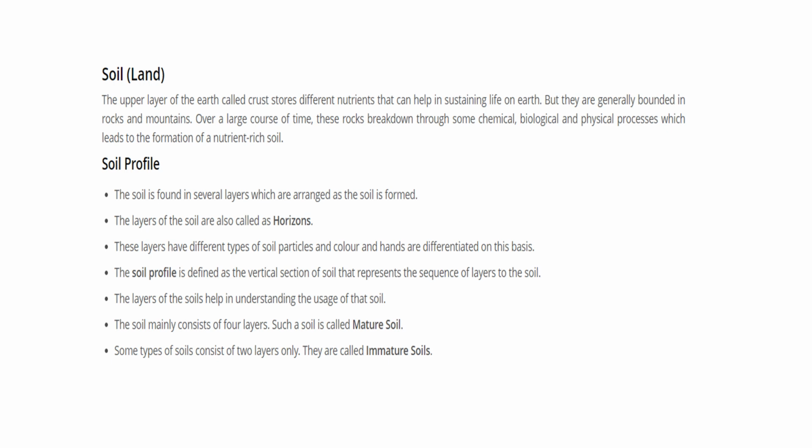So next, what is the soil profile? The soil profile is defined as the vertical section of the soil that represents the sequence of layers of the soil. Next, the layers of the soil help in understanding the usage of that soil. The soil mainly consists of 4 layers. Such a soil is called mature soil. Mature soil has 4 layers, whereas immature soils have 2 layers.